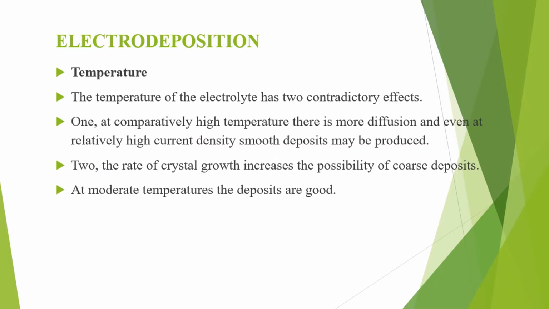Next factor is temperature. The temperature of the electrolyte has two contradictory effects. One is, at comparatively high temperature, there is more diffusion, and at relatively high current density, smooth deposits may be produced. Second effect is, at high temperatures, the rate of crystal growth increases the possibility of coarse deposit. Therefore, moderate temperature should be chosen so that the metal deposit is good.